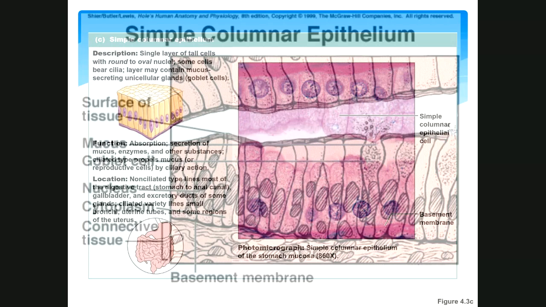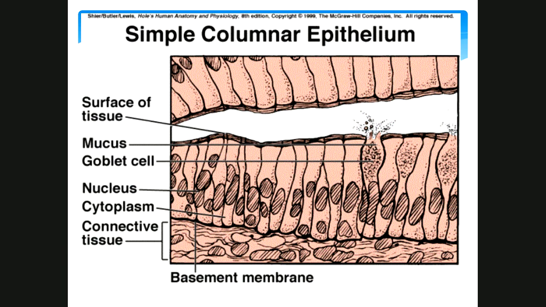Here's a drawing of that same thing. You should also remember that we have these other cells associated with columnar tissue, which are called goblet cells. And goblet cells make mucus. So in this picture, you can see mucus coming out of the goblet cell. And what it does is it winds up coating the surface of the tissue.